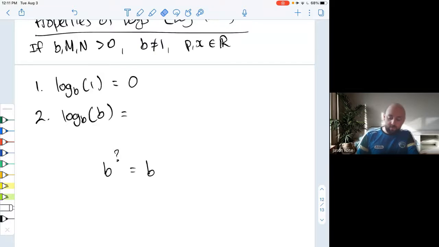Yes, b to the power of 1 is b. So that's always going to be a 1. So if you see, for example, log to the base 5 of 5, 5 to the power of what makes 5? 5 to the power of 1 makes 5. You can always just replace that with 1 in some equation that you're solving. So some of these rules are ones that I think you would expect anyway.